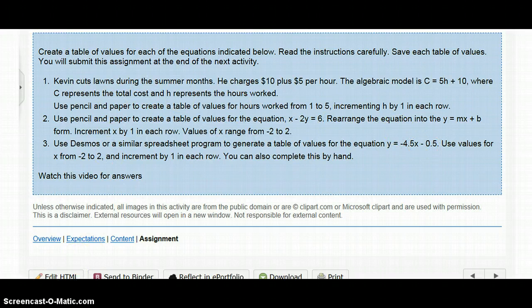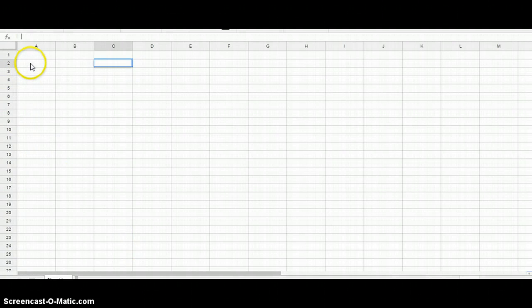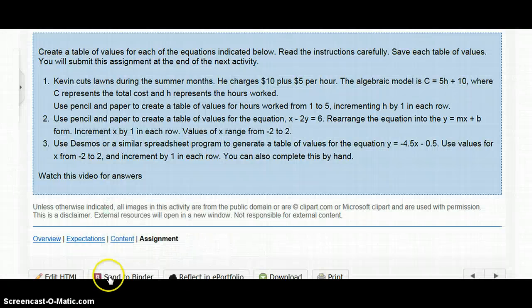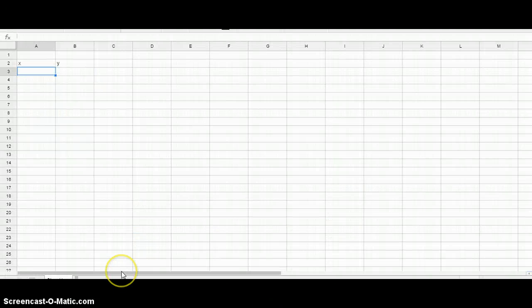So if you go to Chrome, I have to switch this up, and you set up a little table here with my x values here and my y values here, and going back here I had what, -2 to 2 as my increments. So I'll do that here. I start with -2, -1, 0, 1, 2. Those are my increments for my x values.